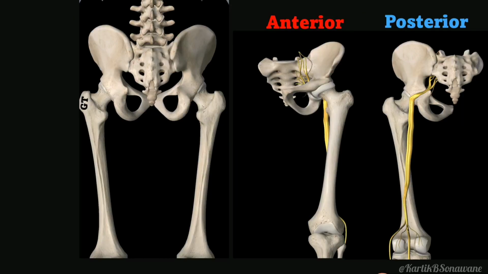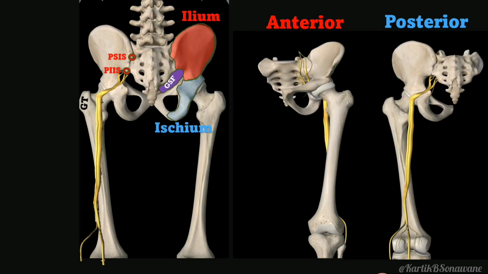After emerging from the greater sciatic foramen, the sciatic nerve lies below the ilium with the two prominent landmarks, posterior superior iliac spine and posterior inferior iliac spine, and above the ischium with the two prominent landmarks, ischial spine and ischial tuberosity. Initially, the nerve follows the horizontal course through the gluteal region.